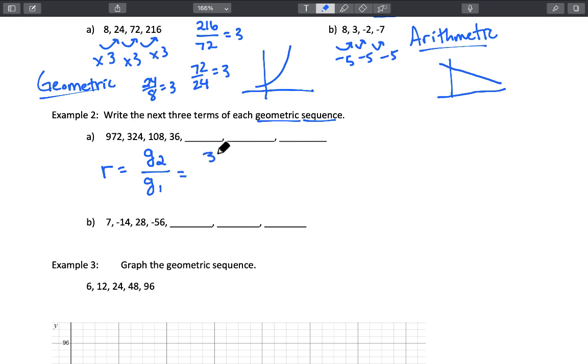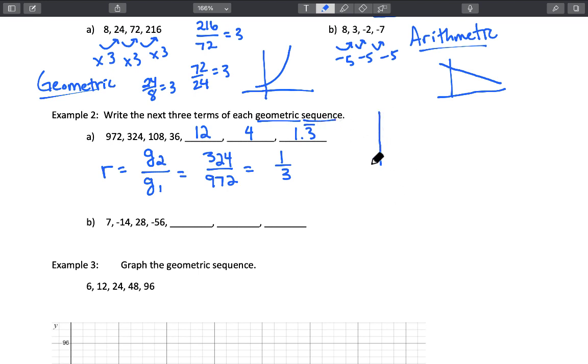So we're going to take 324, our second term, and divide it by 972. That's going to be reduced down to 1/3. So our common ratio, or our common multiple here, is going to be 1/3. So if I take 36 and multiply it by 1/3, I'll end up with 12. 12 times 1/3, I will end up with 4, and 4 times 1/3, I'll end up with 4/3, or in decimal format, that's 1.3 repeating.